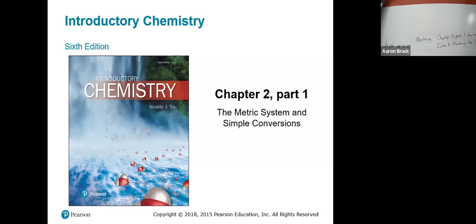The reason I wanted to cover this today is because in your PLTL sessions, either this afternoon or tomorrow afternoon, you're going to see a lot of metric and metric conversion stuff. So I wanted to make sure you had some exposure to it before I just threw you into an activity that was all about that stuff.